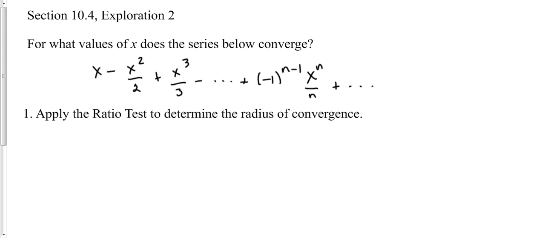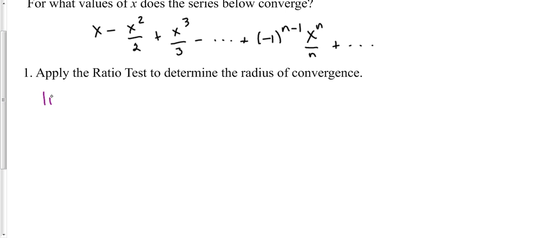All right, let's look at section 10.4, exploration 2, which reads, for what values of x does the series below converge? And the series is x minus x squared over 2 plus x cubed over 3 minus ... And our general term is negative 1 to the n minus 1 times x to the n over n. And part 1 asks us to apply the ratio test to determine the radius of convergence.